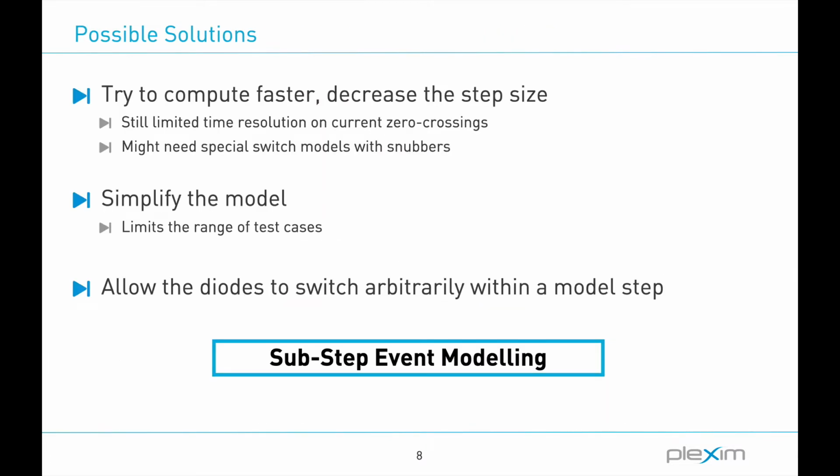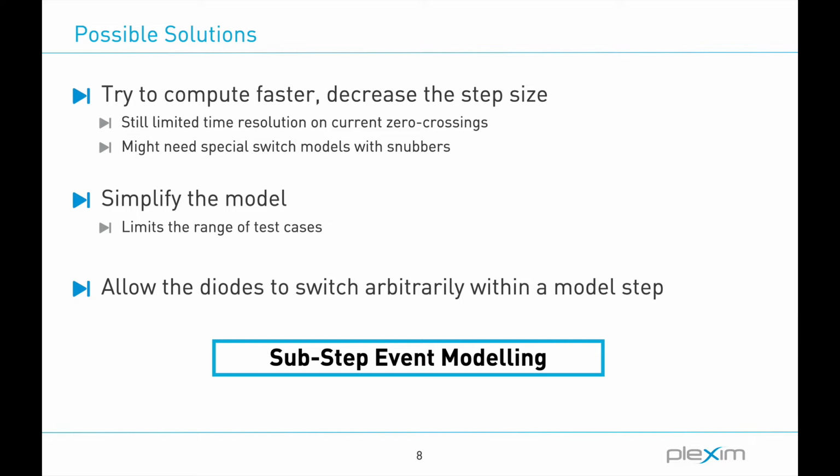So what are the possible solutions? What can we do to tackle this? Now, one can try to compute faster, but this will still limit the resolution on the zero crossings to some extent. Right? You can't calculate infinitely fast, and basically you're limited by the hardware capabilities and maybe also the model that you're using.